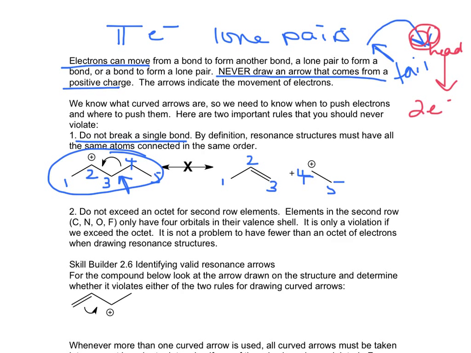The second rule is we cannot exceed an octet for second row elements. These elements include carbon, nitrogen, oxygen, and fluorine. They only have 4 orbitals in their valence shell, so they can only form 4 bonds.